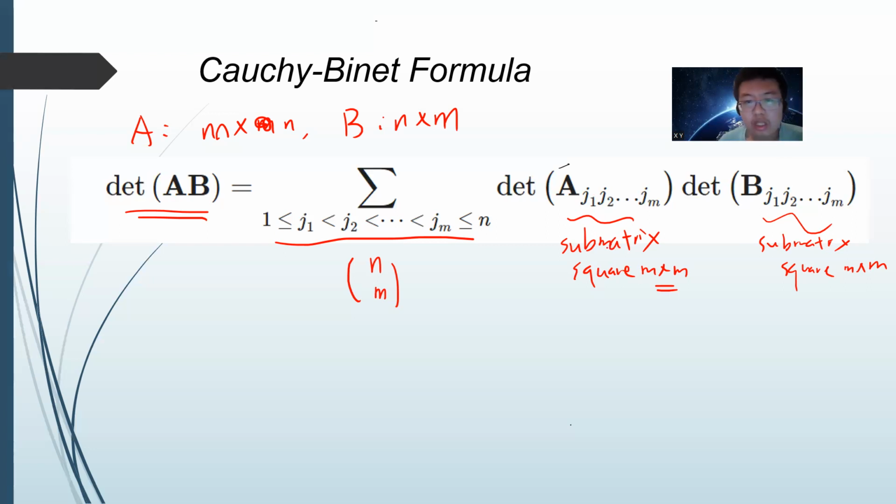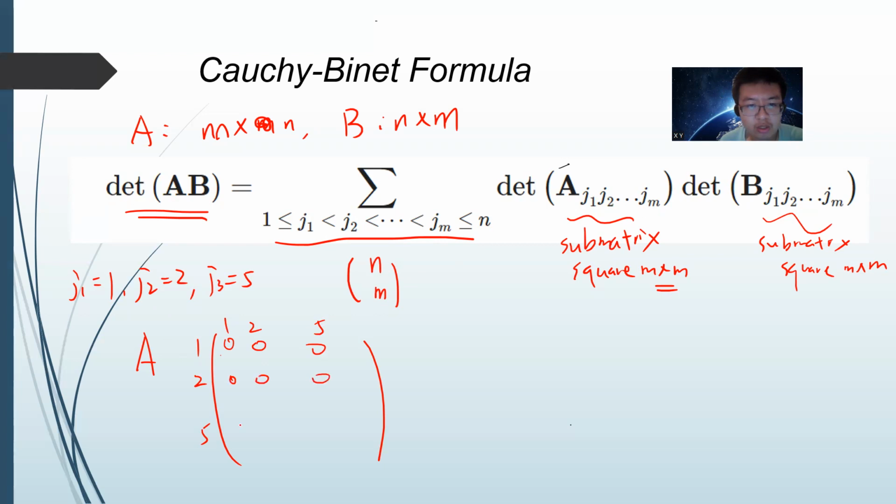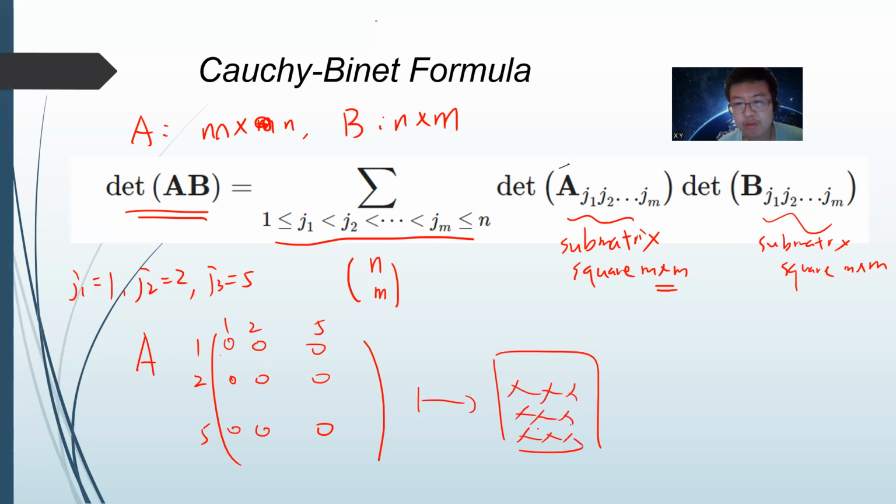And this sum contains n choose m terms. These J1, J2, up to Jm are just labels. So for example, let me write down, your A is this, and your J1 is 1, maybe J2 is 2, and J3 maybe is 5. So you get 1, 2 and 5, and you use all these columns, collecting them as a 3 by 3 sub matrix. Then calculate the determinant of it, combine everything, and it becomes determinant AB.